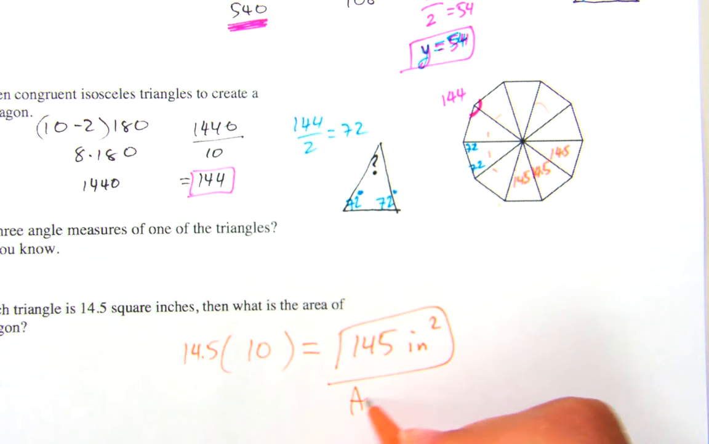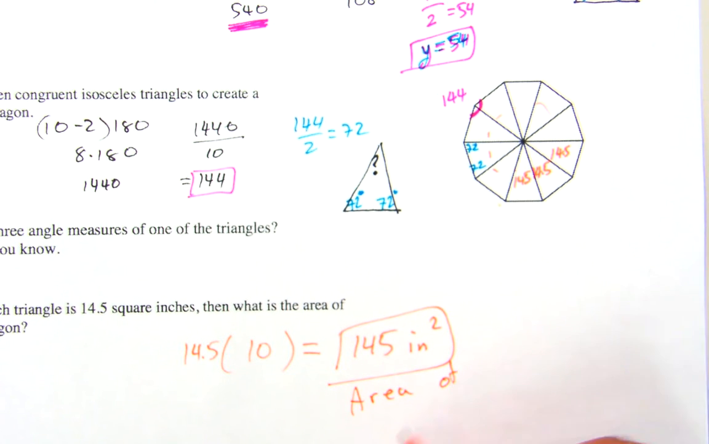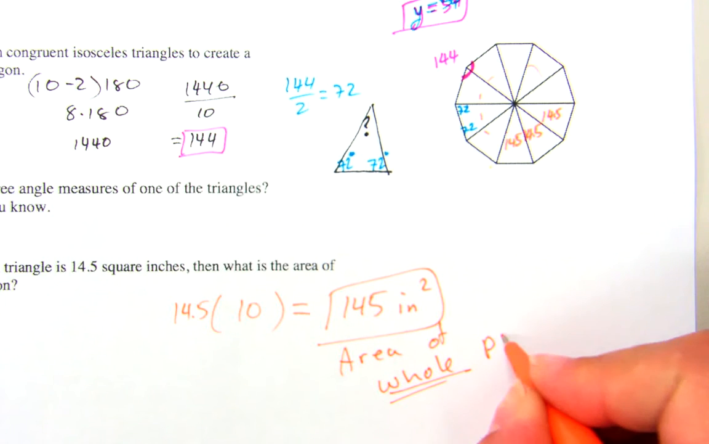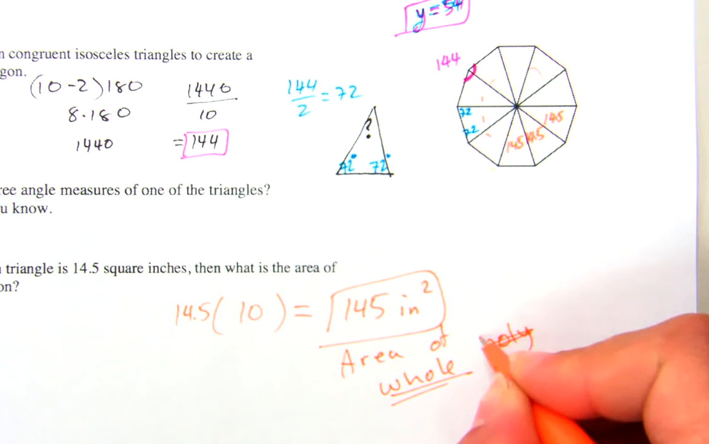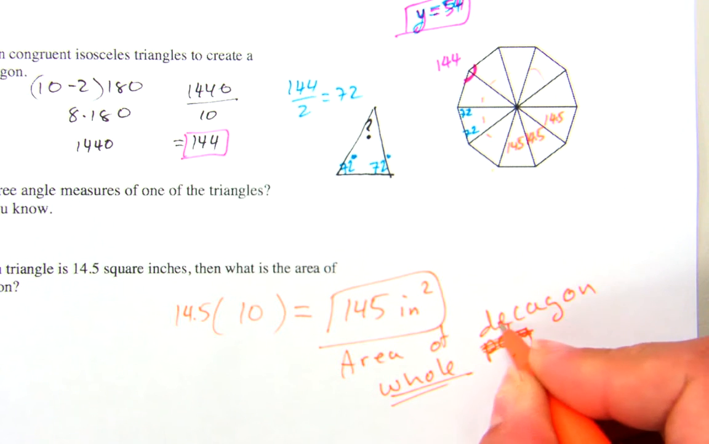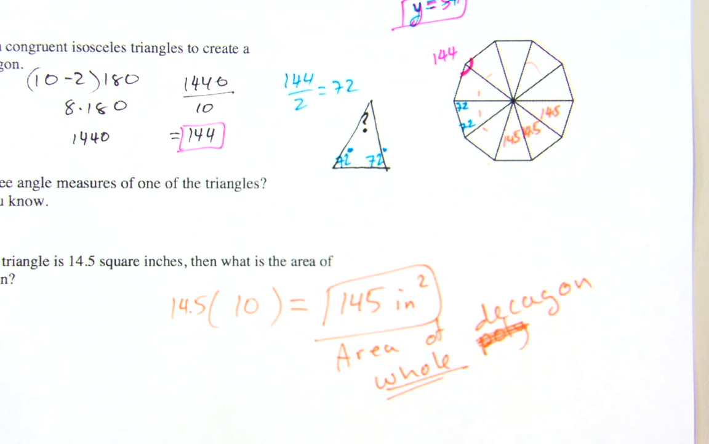So that's the area of the whole polygon, or in this case, decagon, because that's what it is. Okay. All right. That's 26 and 27.